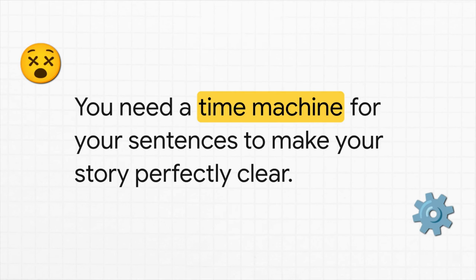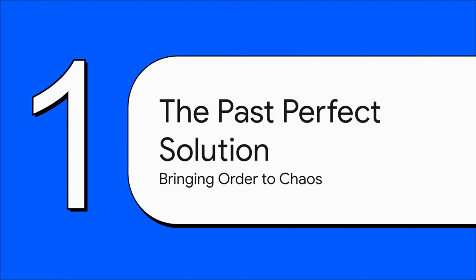But what if you didn't have to do that? What if you had a tool to just seamlessly jump back in time in your story, explain that earlier thing, and then snap right back to the main event? Well, you do, and that's exactly what we're talking about. So, what is this magical solution? It's the past perfect tense.